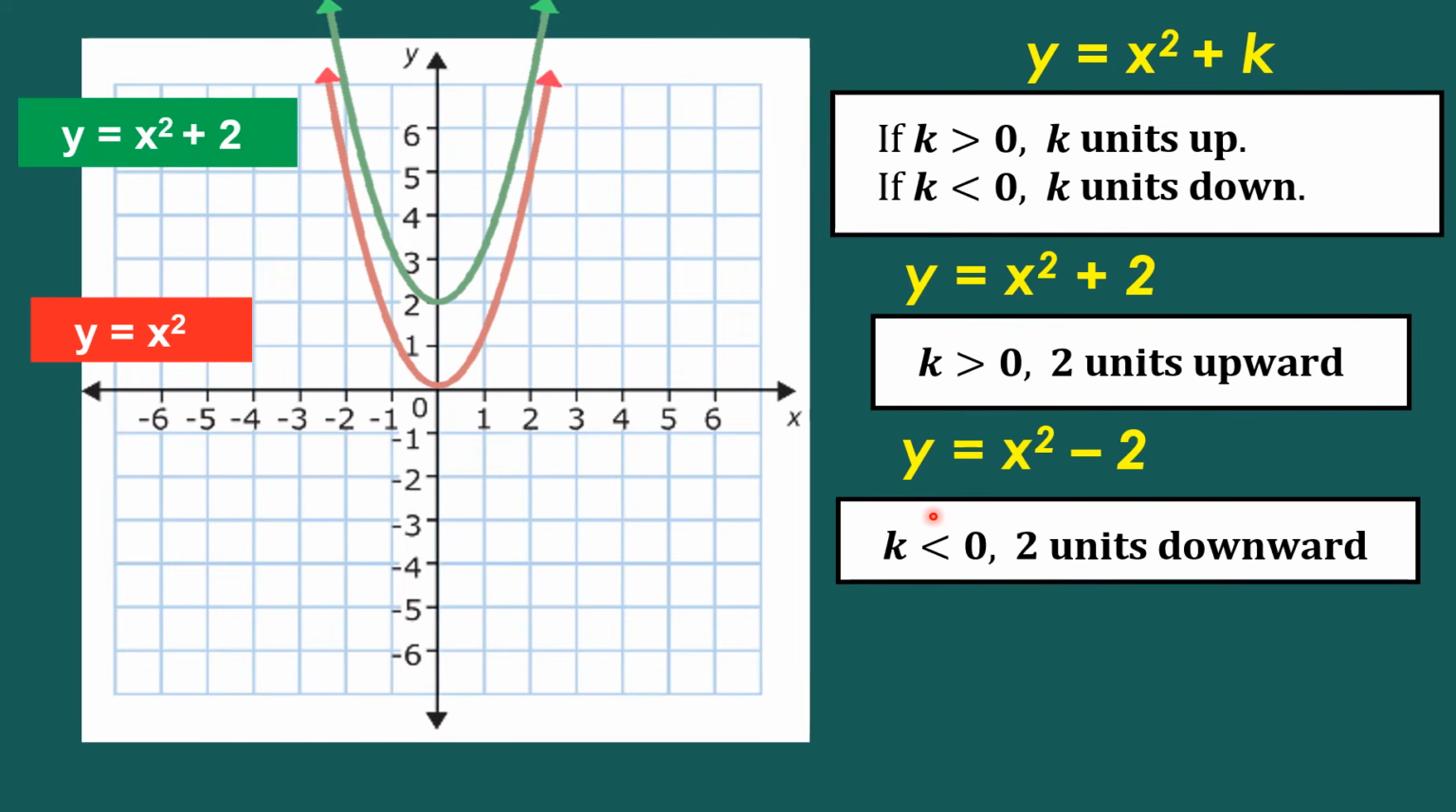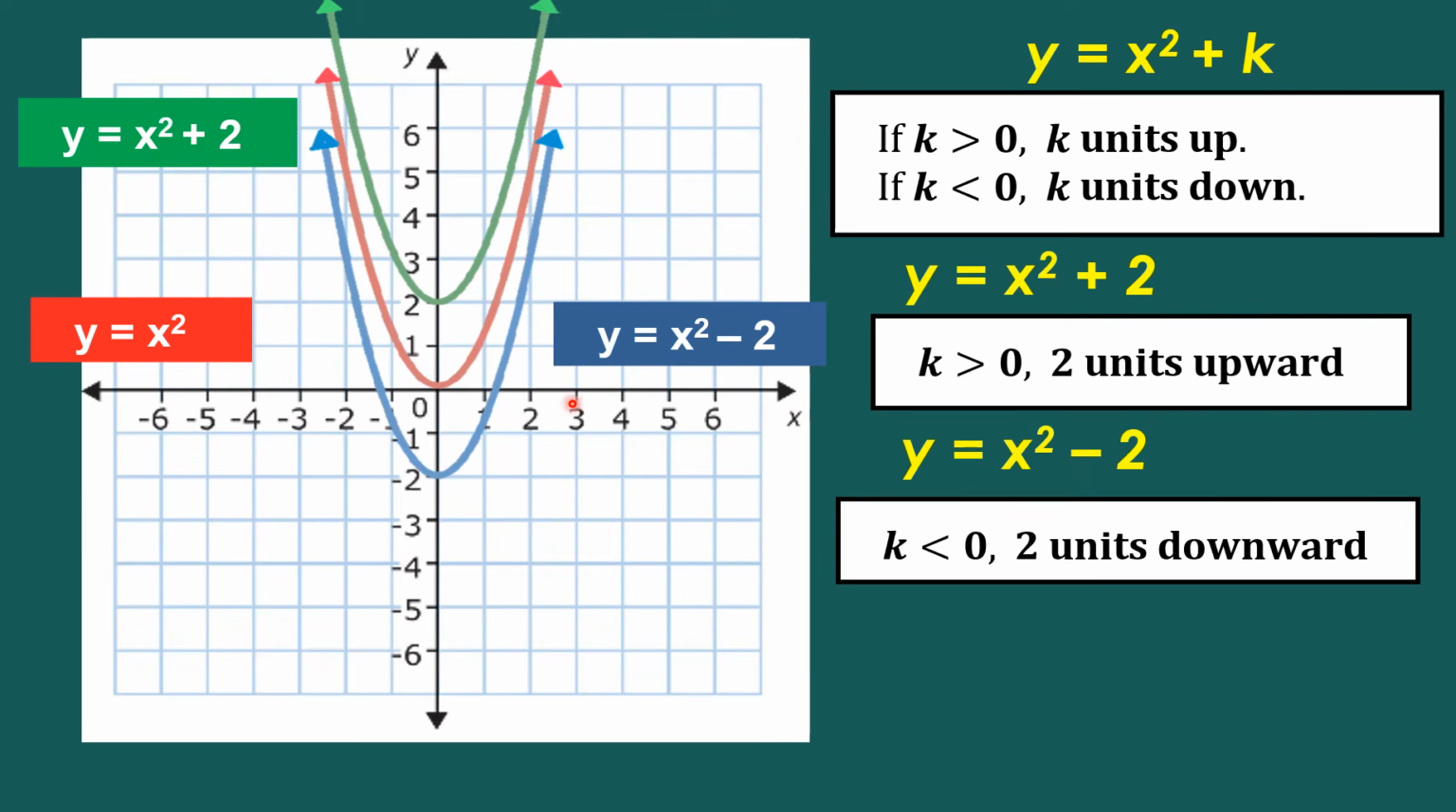How about if I have here y equals x squared minus 2? Ang value ni k ay negative 2, and that is less than 0. That means, imomove lang natin si parent function 2 units downward. So kung ito ang ating parent function, move natin siya 2 units, 1, 2. We now have the graph of y equals x squared minus 2.